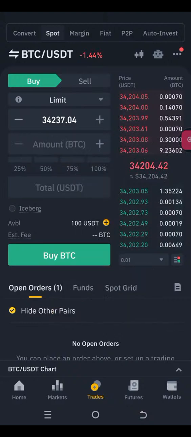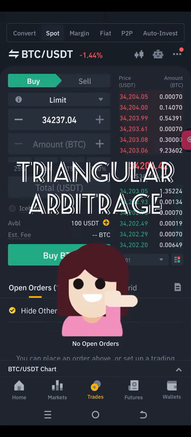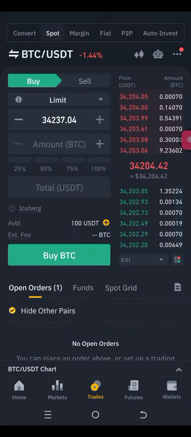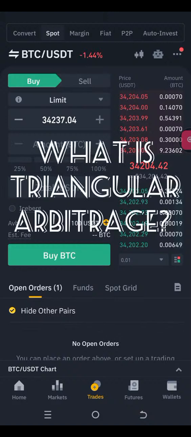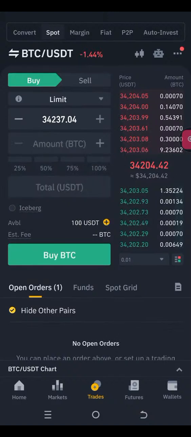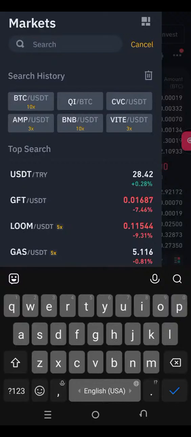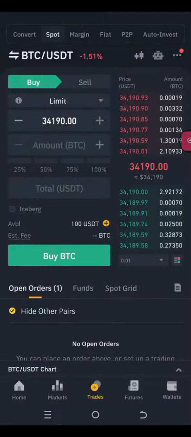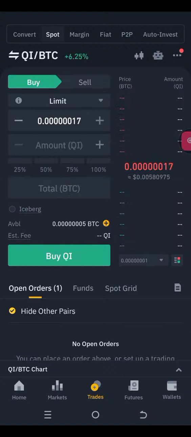Okay, so let's start with triangular arbitrage. We're currently on BTC USDT. Starting point is, what is triangular arbitrage? I'm going to choose one of the coins here as an example to demonstrate it. Triangular arbitrage just means you're taking advantage of the disruptions and imbalances in the market and profiting from them. It's like you're looking for bargains and making profit off the little imbalances in the market.